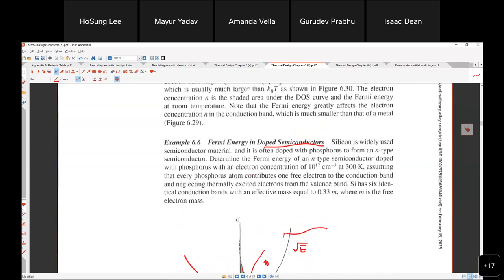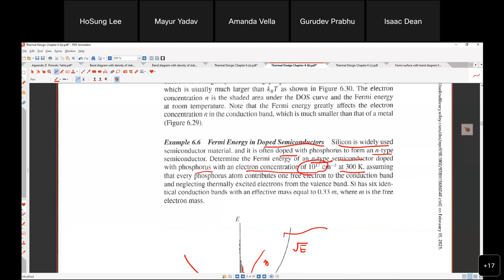For example, silicon is widely used and is doped. Once it's doped, we know the N doping. Determine the Fermi energy for N type: a semiconductor doped with phosphorus has an electron concentration because of doping.